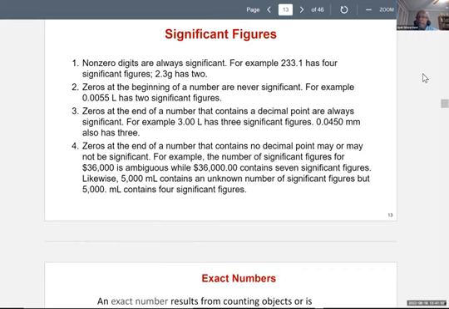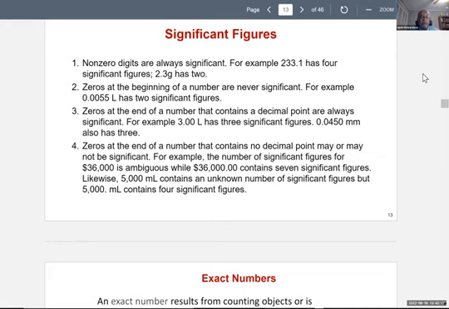Trailing zeros in the decimal place. Therefore, it's significant. Therefore, three significant digits. So zeros at the end of the number that contain no decimal place may or may not be significant.